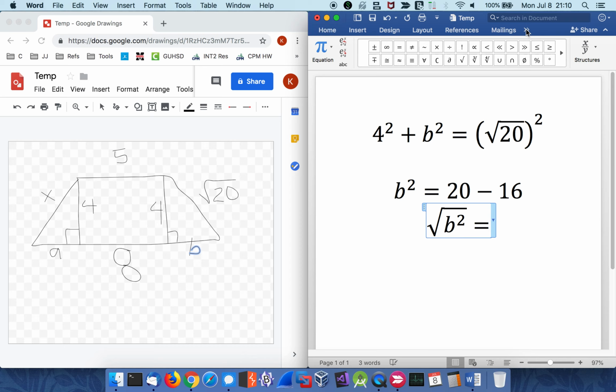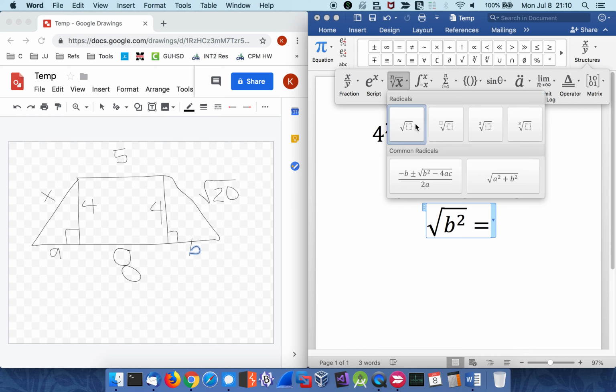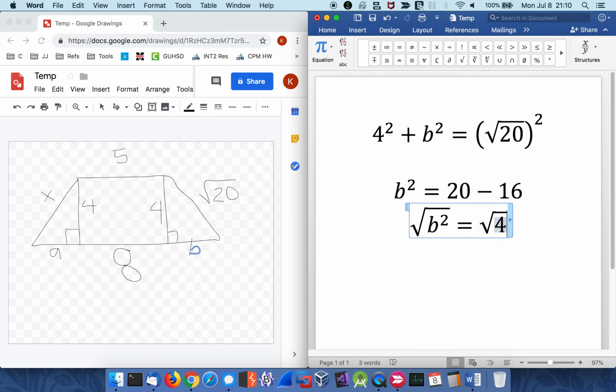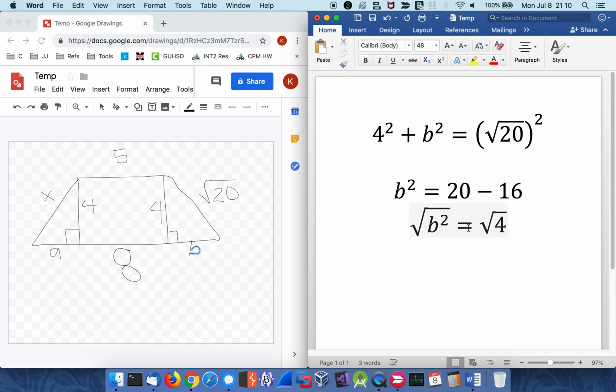So where's my equation thing? Square root of 4. That doesn't really look pretty. Let's try it again. Square root of 4. There we go. Okay. So that's the next stage. And then let's go ahead and just solve that.